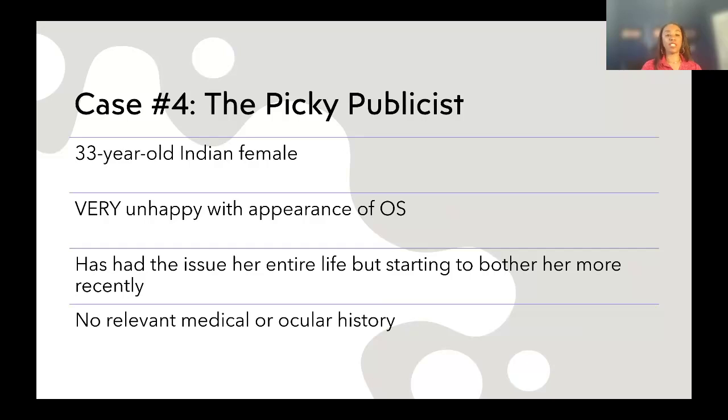All right, so let's move on to something a little bit different. This one I have labeled the picky publicist. She's a 33-year-old Indian female. Obviously, she is a publicist. She's very unhappy with the appearance of her left eye. She's had this issue her entire life, but it's starting to become more bothersome to her now. She's out in the public a lot more. She sees herself on Zoom calls, and she's just annoyed. No relevant medical or ocular history. This is what she looks like. Quite lovely, but that left lid just bugs her.